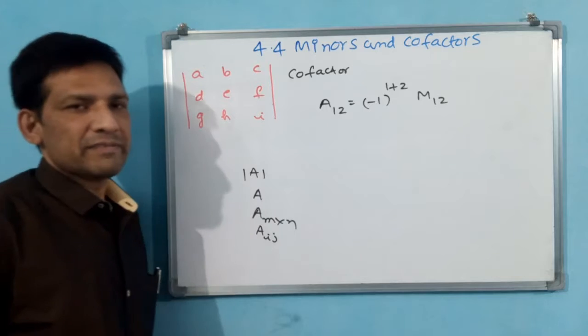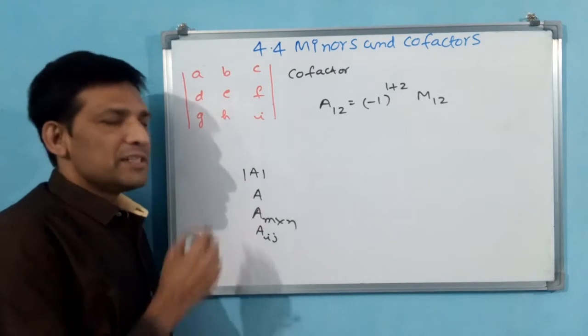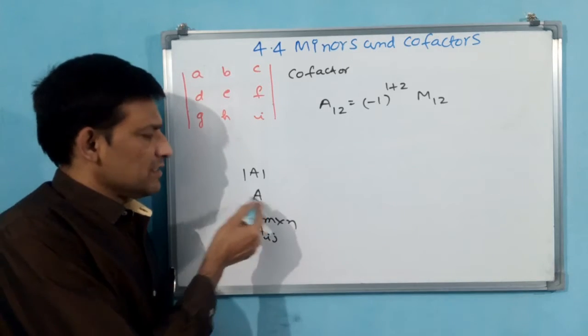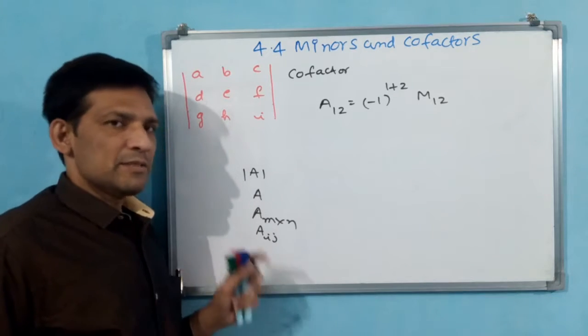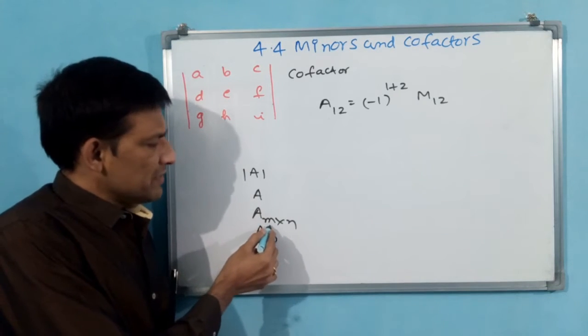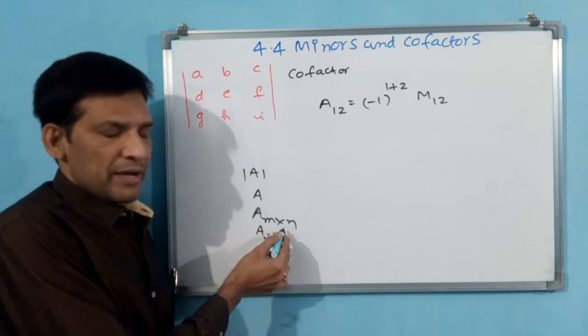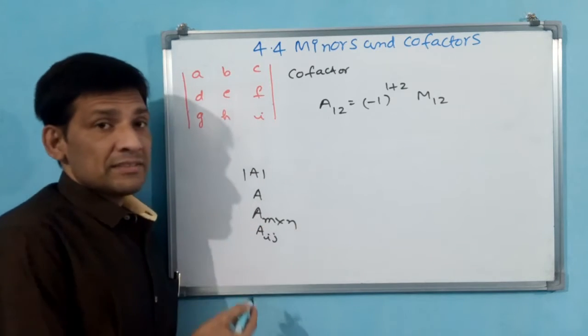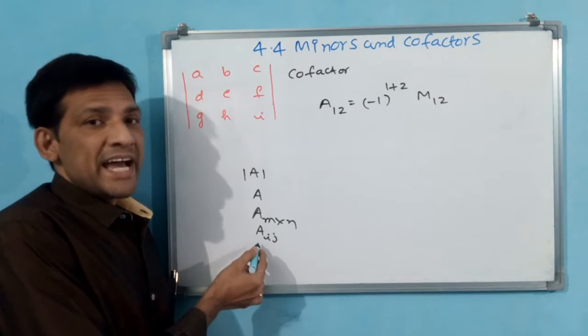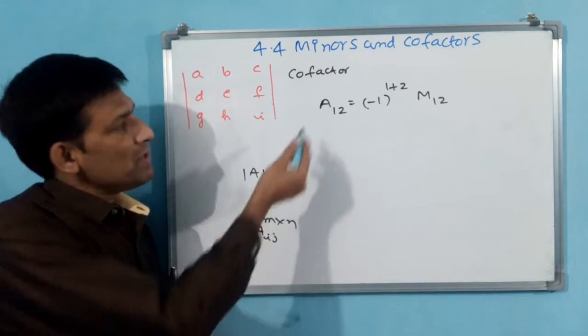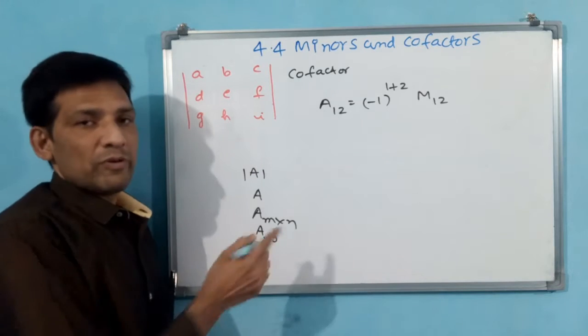You understand what the differences are? This is a determinant, you know very well. This is a matrix. If you write simply A, that is a matrix. A with suffix m by n, m into n, is also a matrix only. But what about this Aij? Aij means cofactor. That you have to keep in your mind.